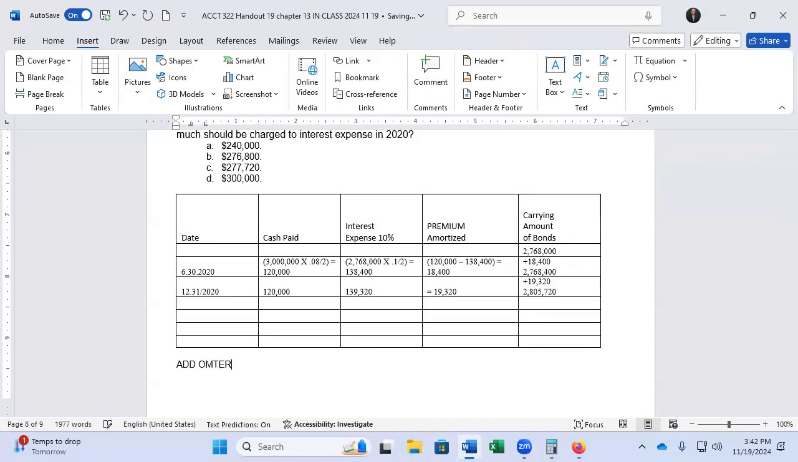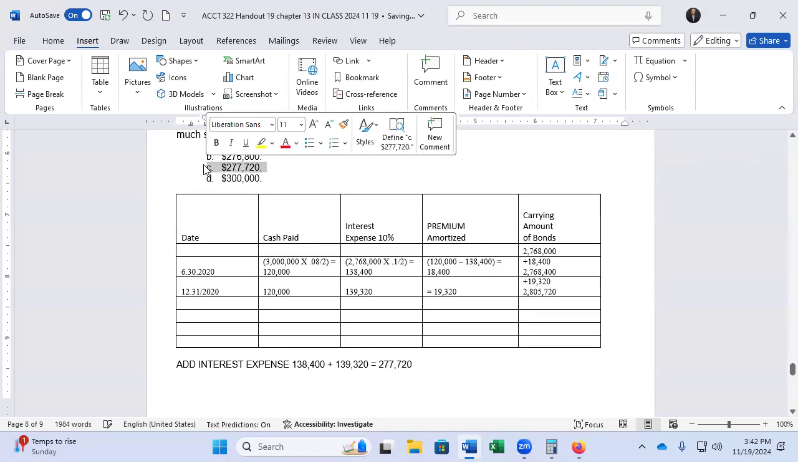Here we add interest expense. 138,400 plus 139,320. And that equals 277,720. So the answer is C.